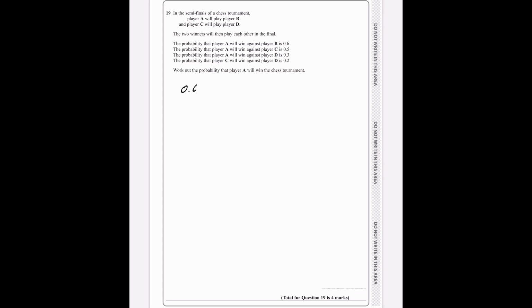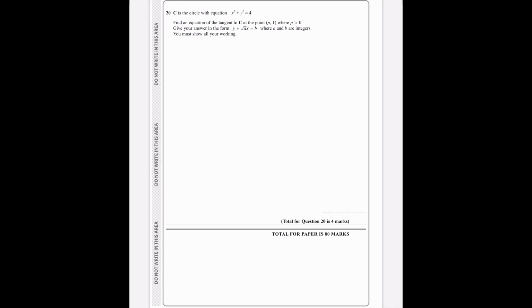Alright, for the chess tournament, work out the probability player A wins the chess tournament. Well, he needs to beat B, so 0.6, and then to face C would need to win against D, it's 0.2, and then A would need to win against C, it's 0.5. The other option is that D beats C, which is 0.8 chance, and then a 0.3 chance of A winning, and multiply those two, add those two possibilities together, A to be 0.204.